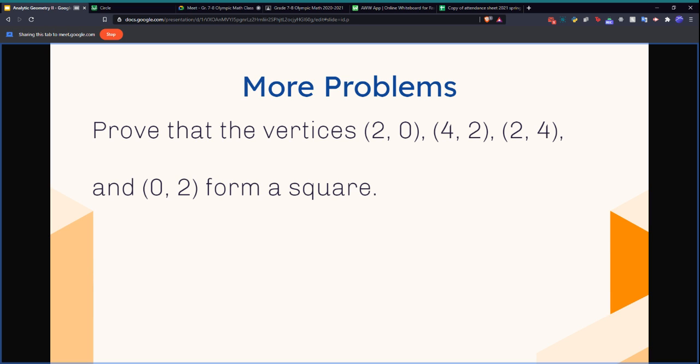So remember, a square has 4 right angles, but also the side lengths of all 4 sides are equal to each other. So we want to prove those properties.